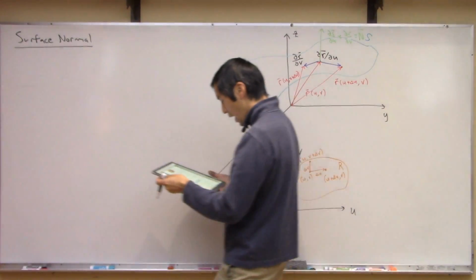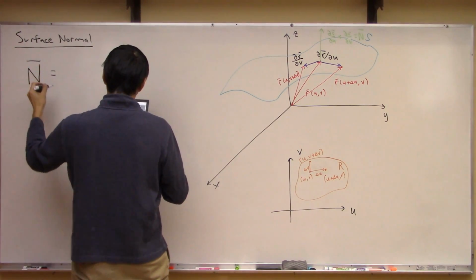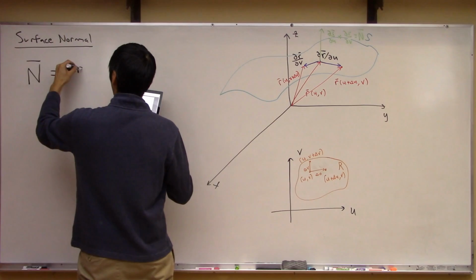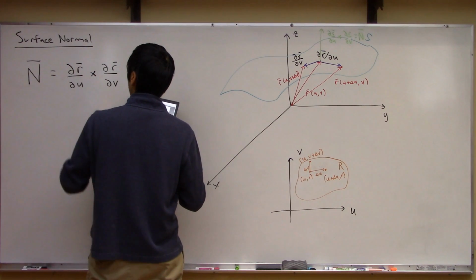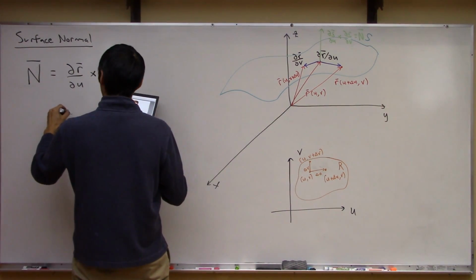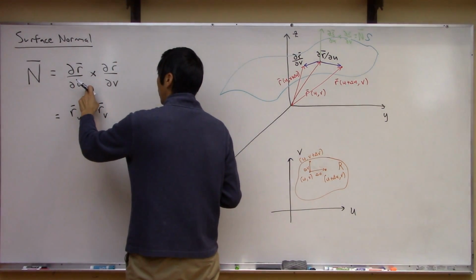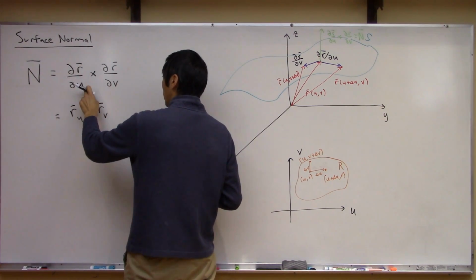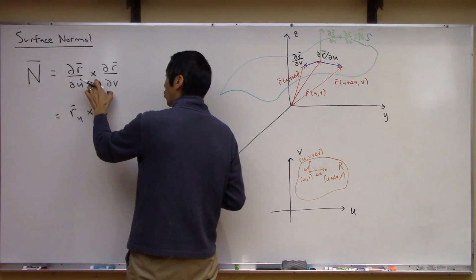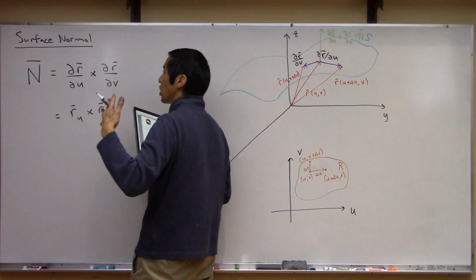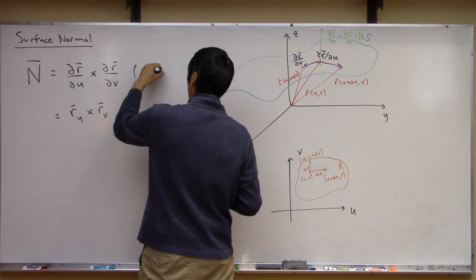So at the end of the day, a surface normal, let's call this capital N, is the partial of r with respect to u crossed with the partial of r with respect to v. Sometimes you'll see this written as just r sub u crossed r sub v. That's what we're saying: taking the partial derivative of the parameterization r with respect to u and with respect to v. Both are vectors, so you cross them and get another vector, which is normal to the surface. So N is a normal vector.